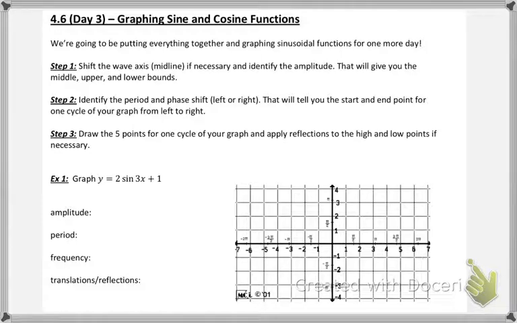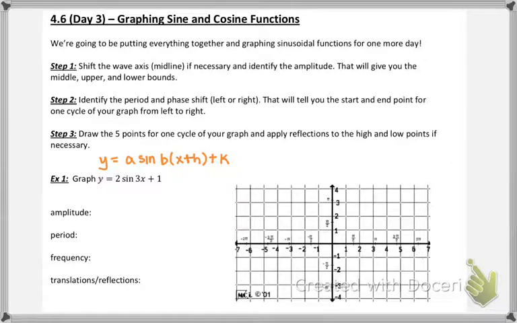So, refresher. Standard form of a sinusoidal function is y equals a times sine or cosine of b times (x plus h), plus k. If all of the transformations apply, a is my amplitude or vertical stretch or compression, b is my horizontal stretch or compression or my frequency, and then h and k are your horizontal and vertical shifts. My recommendation is to start with moving the wave axis if necessary, because I know that my whole wave shifts up or down depending on what my vertical shift is.